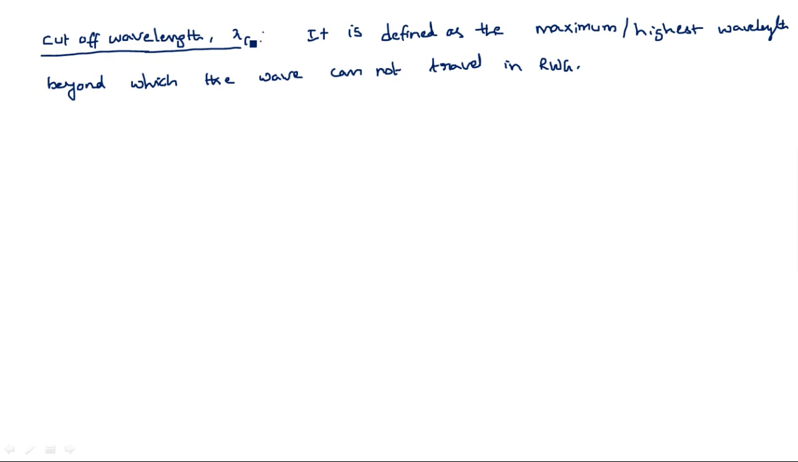It is quite opposite to fc, the cutoff frequency. Cutoff frequency is the least possible frequency at which a wave can travel in the waveguide. Above that frequency, all the waves can travel in the waveguide. But in the case of lambda c, the cutoff wavelength, it is opposite. All the lower order wavelengths will travel in the waveguide, and higher order wavelengths above this lambda c cannot travel in the waveguide.